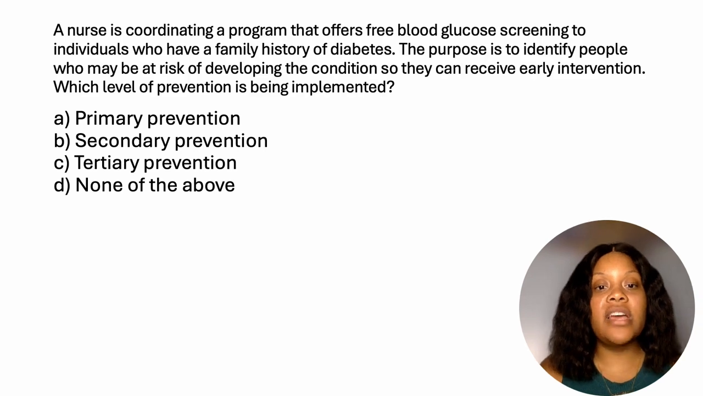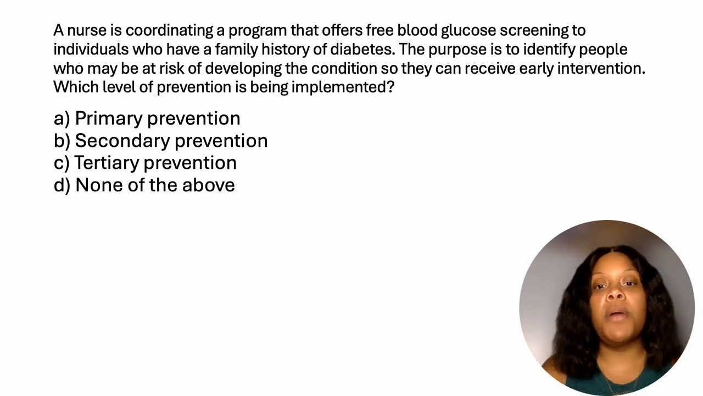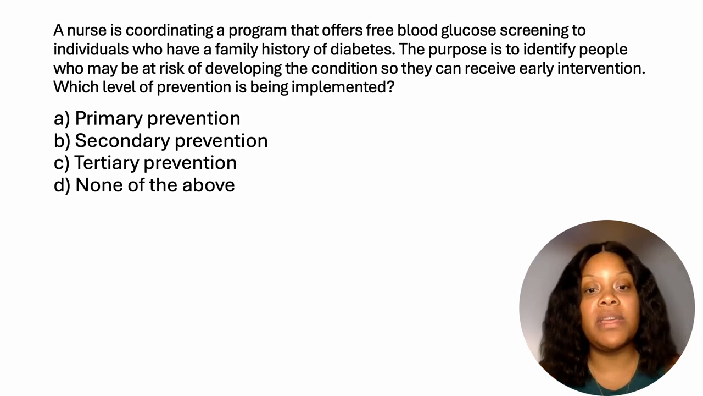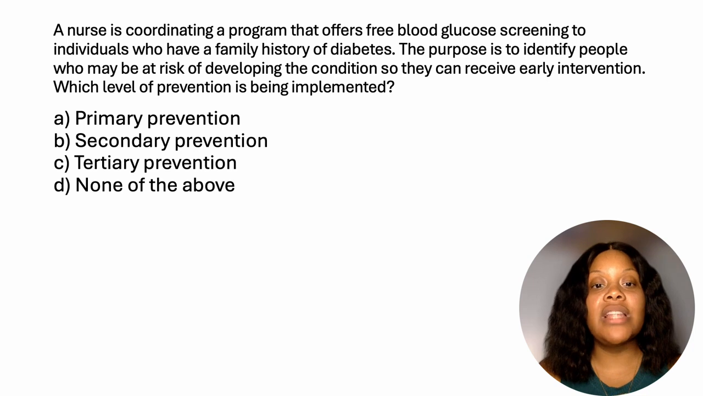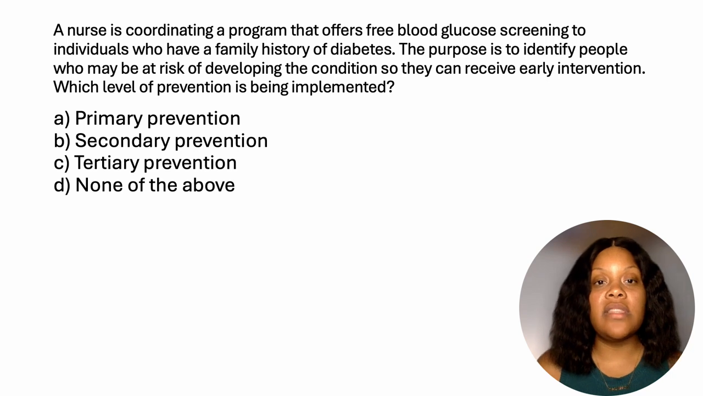A nurse is conducting a program that offers free blood glucose screenings to individuals who have a family history of diabetes. The purpose of this is to identify people who may be at risk for developing the condition so they can receive early intervention. Which level of prevention is being implemented? Is it A, primary, B, secondary, C, tertiary prevention, or D, none of the above? So I'm going to give you some time to think about it.